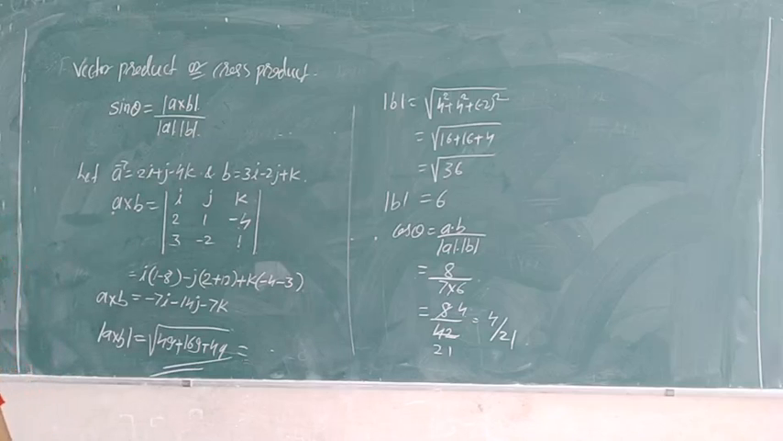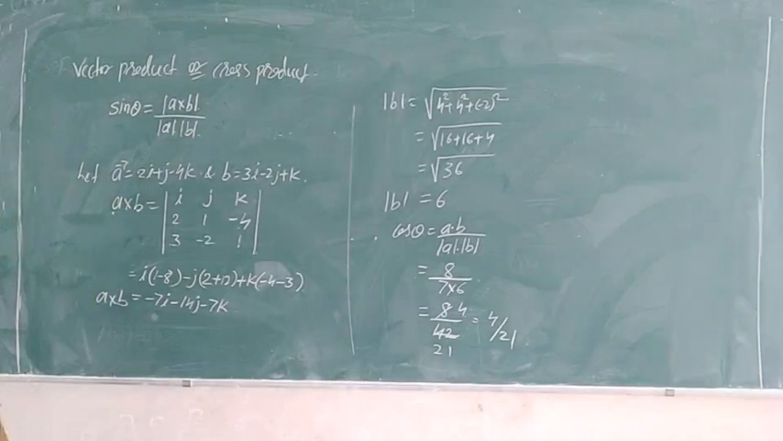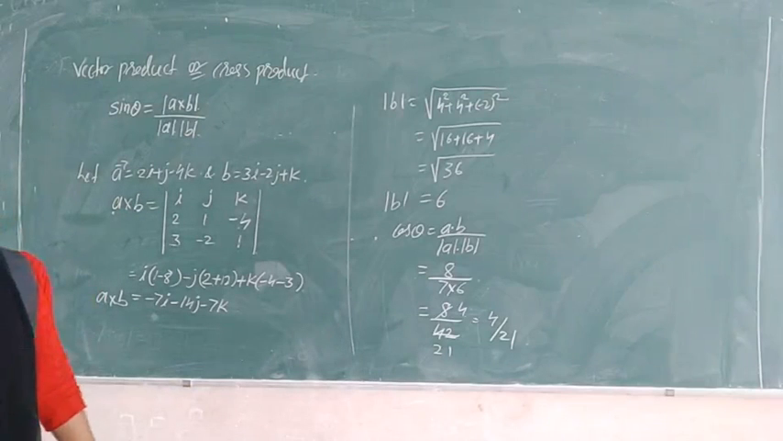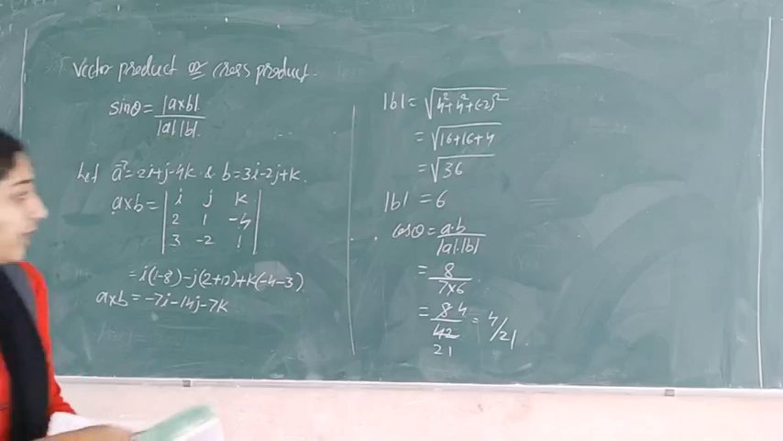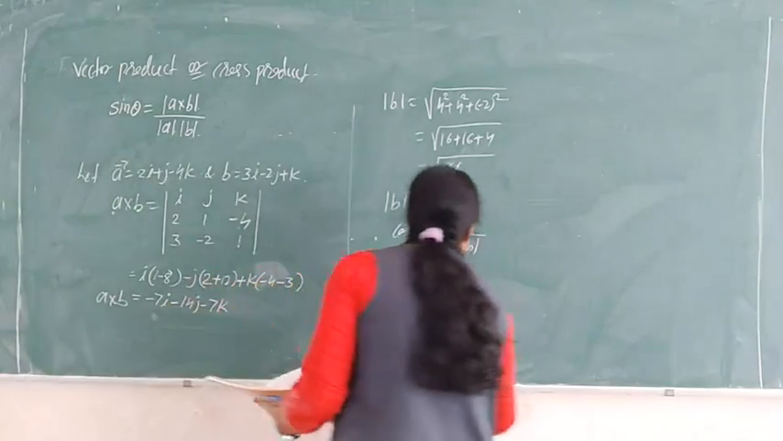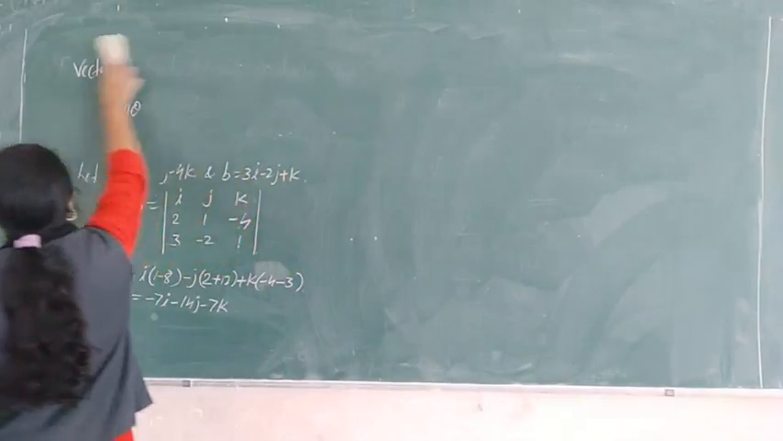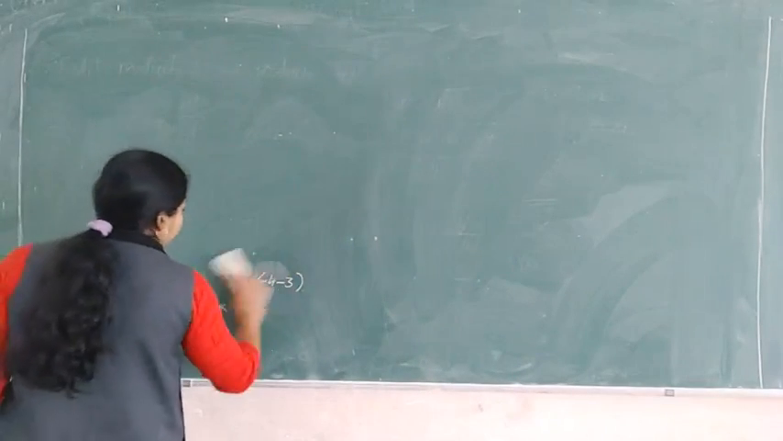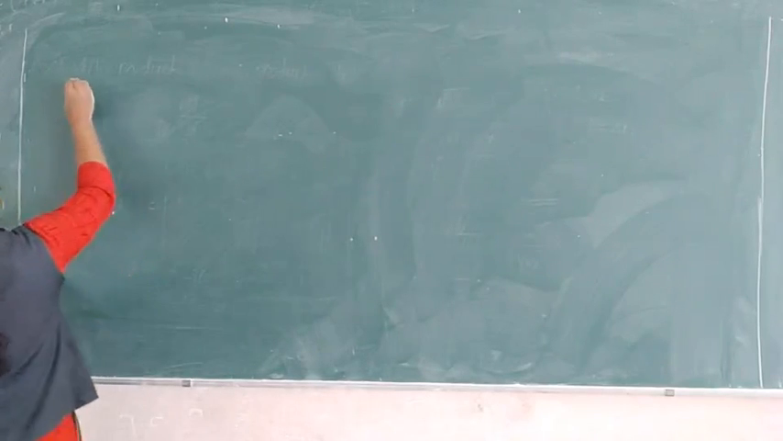But if they say find only A cross B, you will get it again in the form of a vector only. So a question like this can be asked in the exam. Using this definition of A cross B, find the cross product.